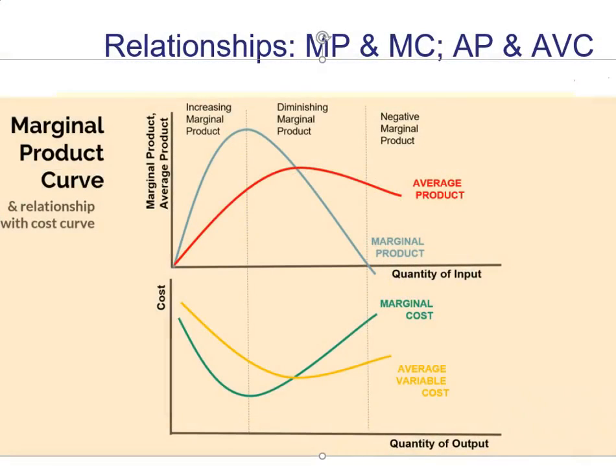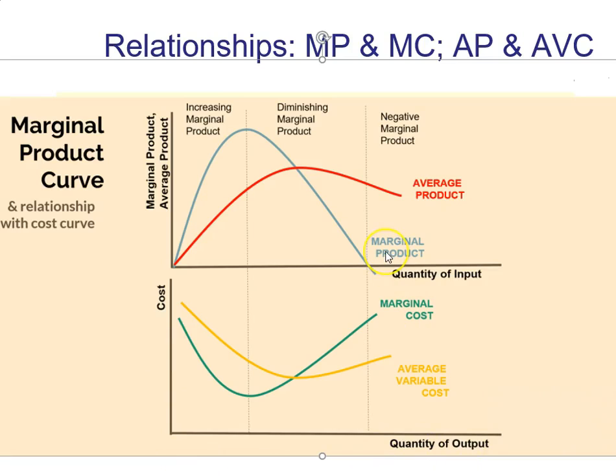So let's pull up the graph. On the top graph, we have marginal and average productivity, and on the horizontal axis is your amount of input. On the bottom graph is your cost graph, where we have output on the horizontal.